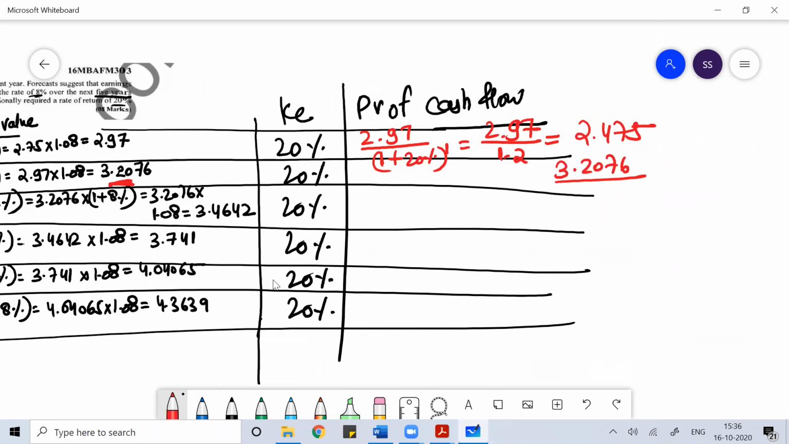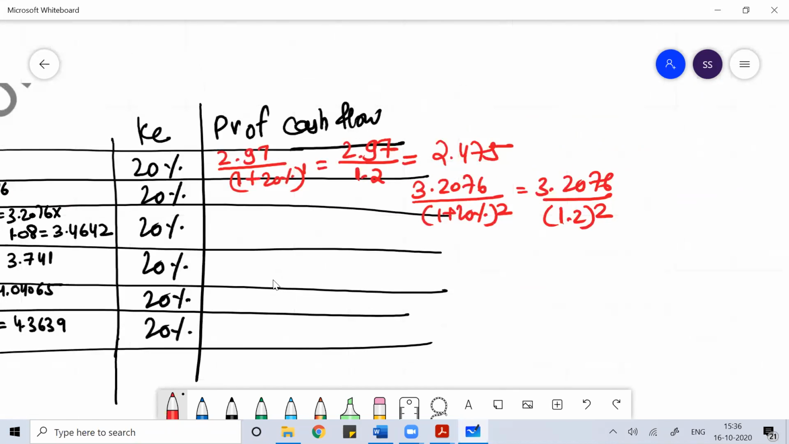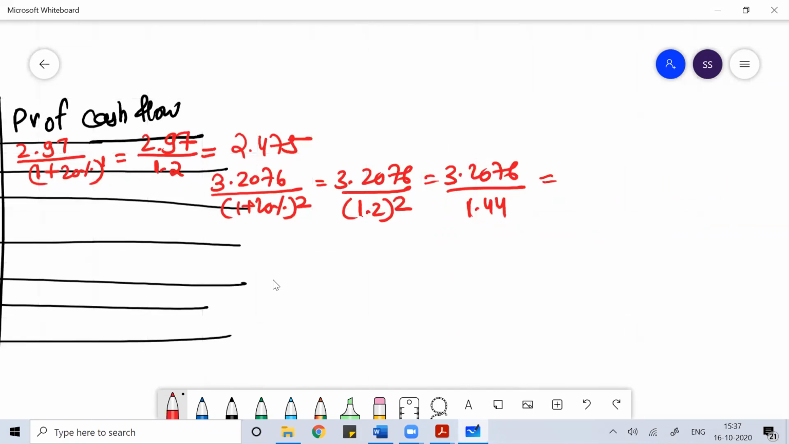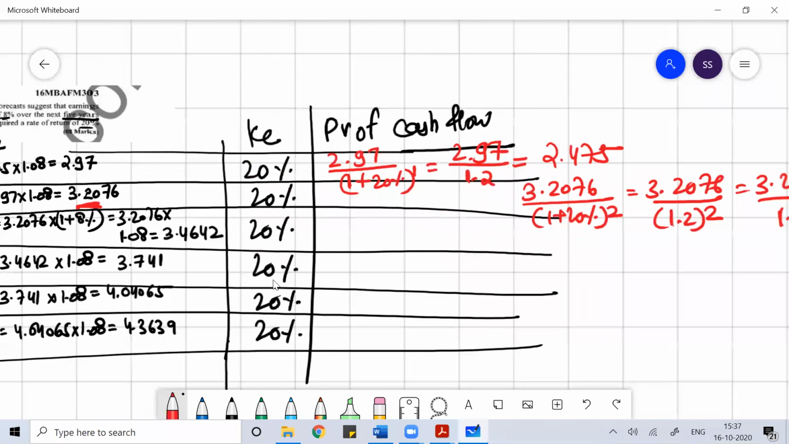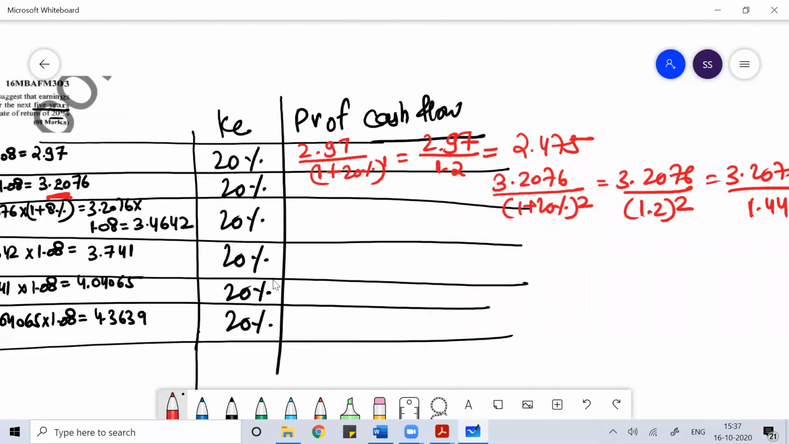Then for the second year, this would be 3.2076 divided by 1 plus 20% for year 2. This would be 3.2076 divided by 1.2 square for the second year. Present value, this would be 3.2076 divided by 1.44, which is 2.2275.